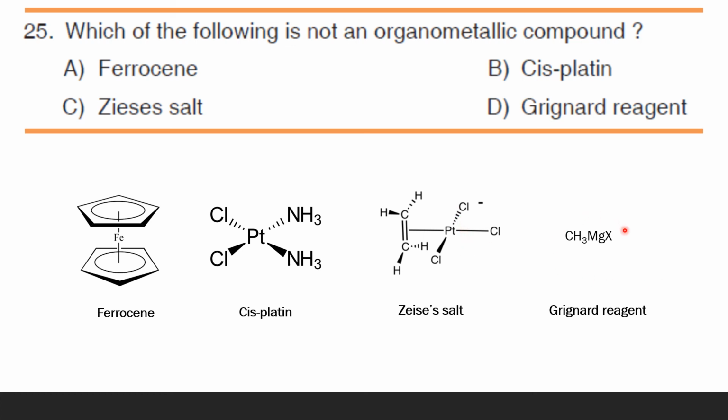Now, coming to Grignard reagent, which is a very important synthetic reagent in organic chemistry, the general formula of Grignard reagent is RMgX, where R can be any alkyl group. So here also you can see that the magnesium metal is coordinated with the carbon atom of an alkane. So this also satisfies the simple criteria for an organometallic compound. So you can rule out this possibility. Therefore, from this, the one which is not an organometallic compound is definitely option B, which is cisplatin. Okay, so that's all for this question. So let's have the next one.